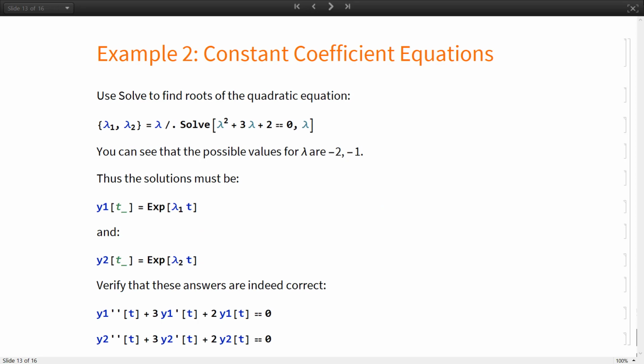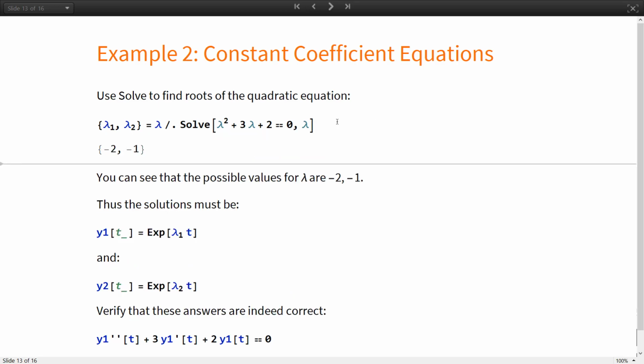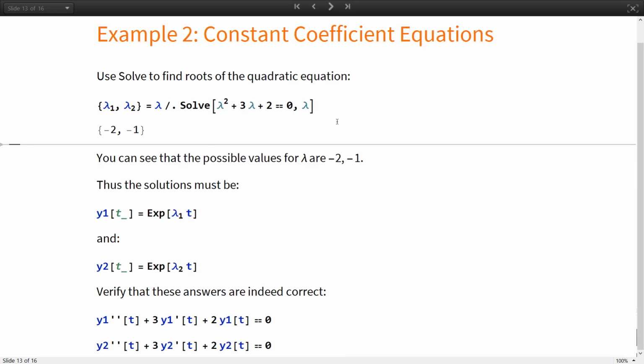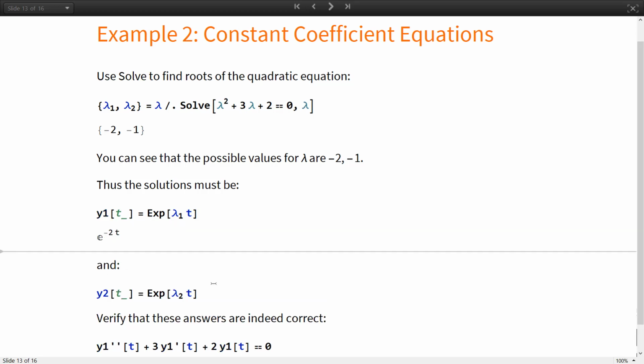Now that we have the characteristic equation, use Solve to find the values for lambda which solves this equation. We can see that when lambda equals -2 or -1, e to the lambda t will solve the equation. Therefore, the solutions must be this, as well as this.